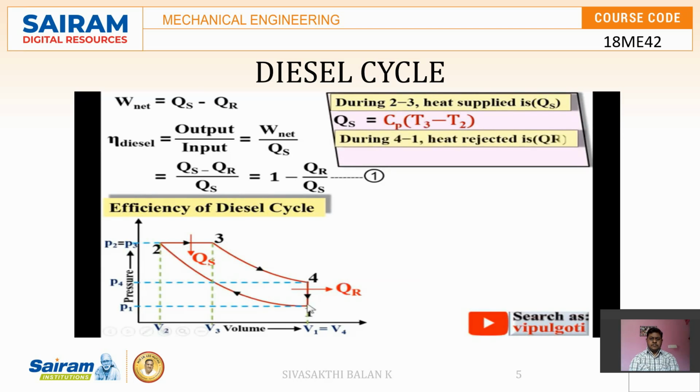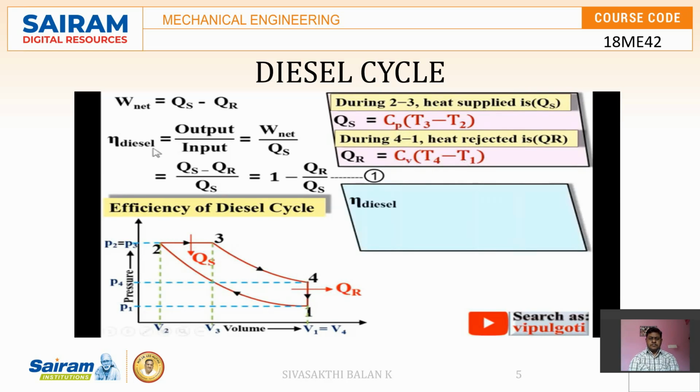Similarly, constant volume heat rejection, that is during the 4-1 process. So I can say QR is m c delta T, but mass is assumed as 1, and specific heat is at constant volume, so I can say it is Cv, and the temperature difference is T4 minus T1. Keep in mind that here it is Cp because it is a constant pressure process. Here it is Cv because it is a constant volume process.